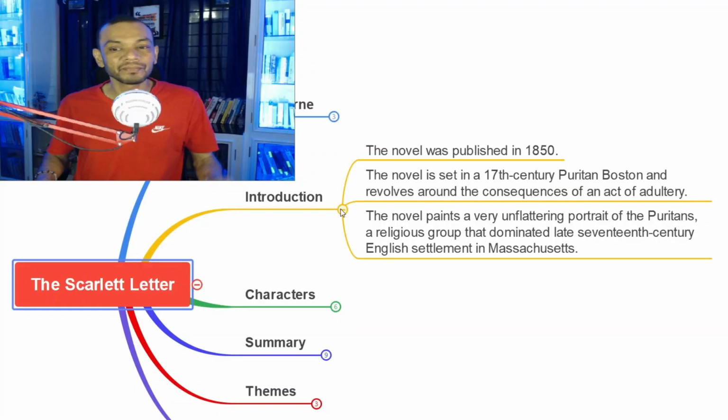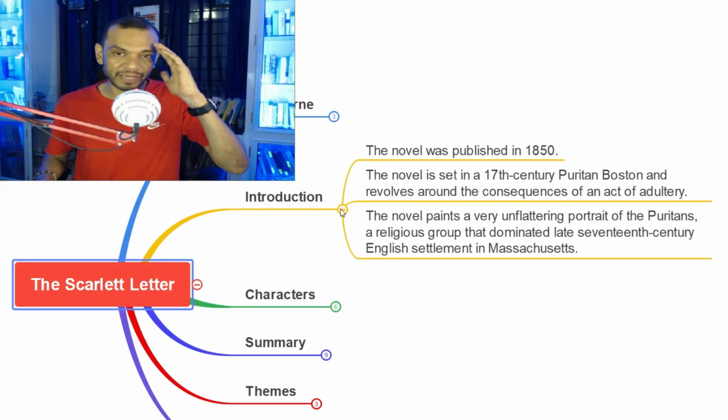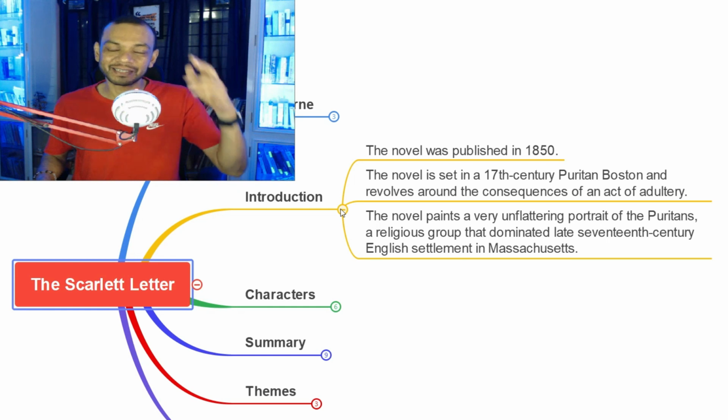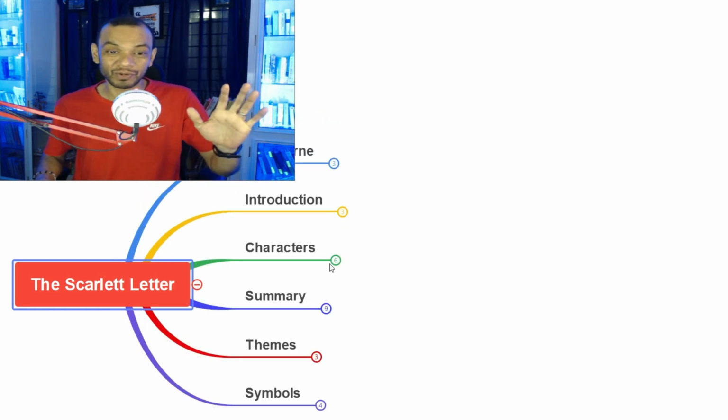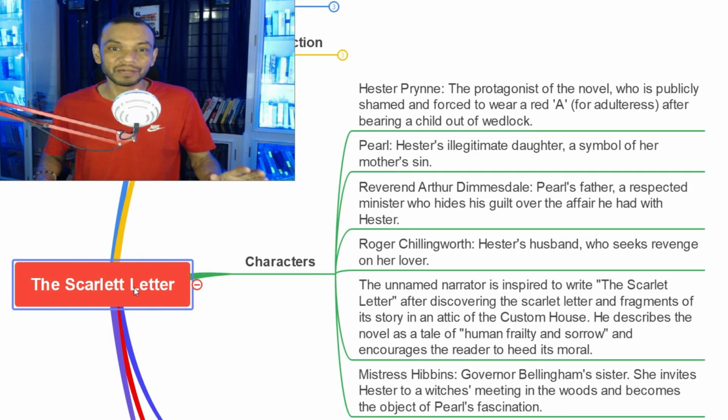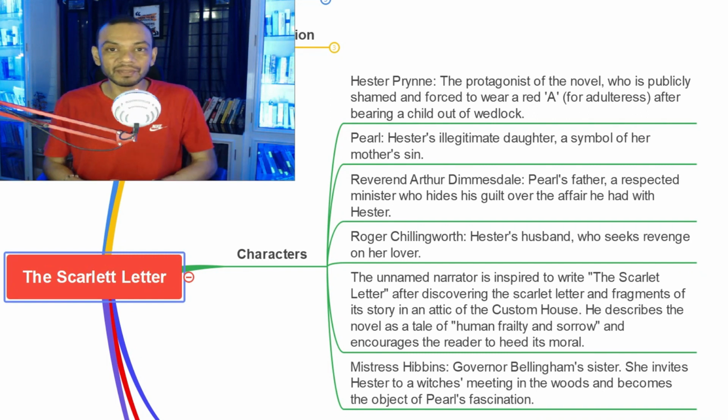Then remember, as I told you, the first point is that it is a critique of Puritanism. It favors Hester and criticizes the Puritans. That is a modern critique of this work. And remember, there are 4 important characters and 2 less important characters.